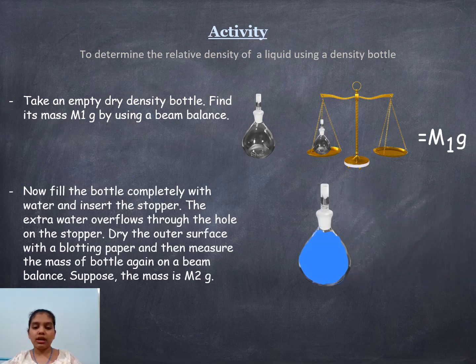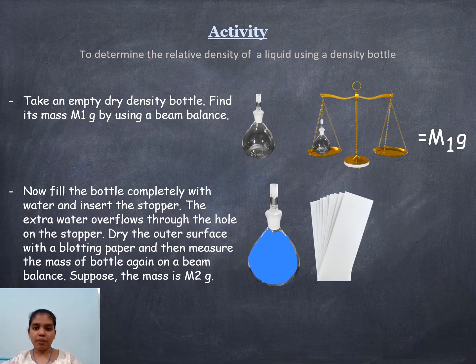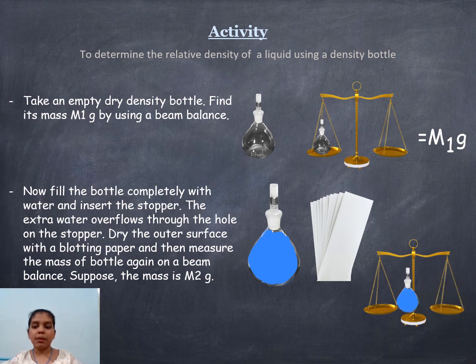Next, we fill the bottle completely with water and insert the stopper. The extra water overflows through the hole in the stopper. The water droplets that overflow must be wiped out using a blotting paper. We then find the mass of the density bottle that is filled with water using a beam balance, and we refer to this mass as m2 gram.